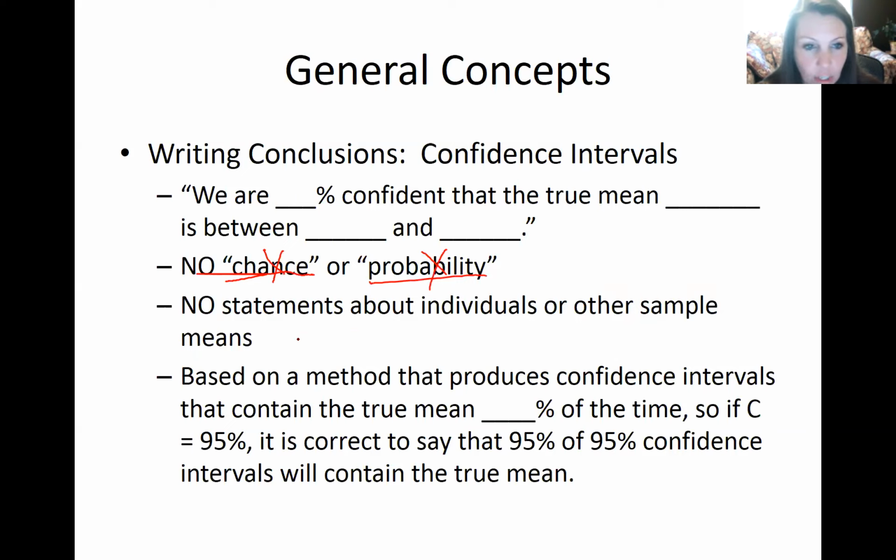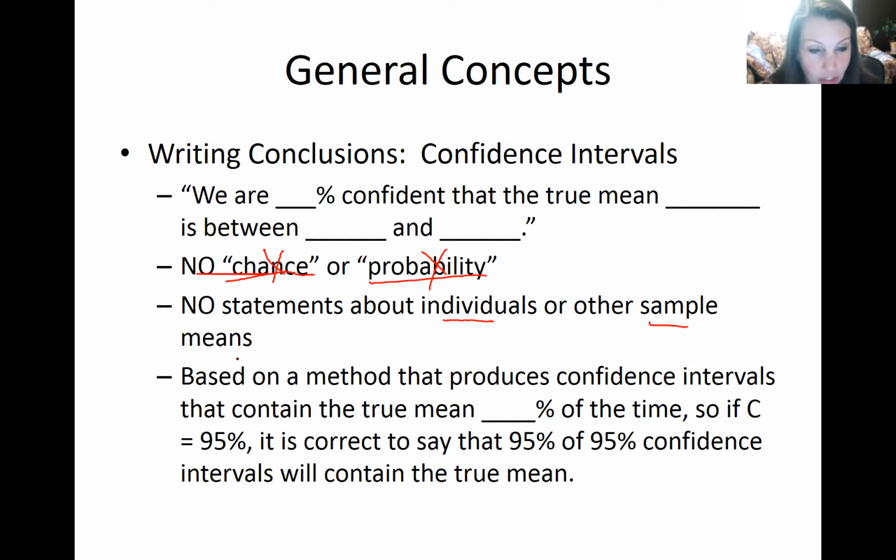The other thing you have to watch out for is statements about individuals or other sample means. Your confidence interval is always about the parameter, either the true mean, the true proportion, or the true difference in the means. It's never about individual values or future sample means or things like that.